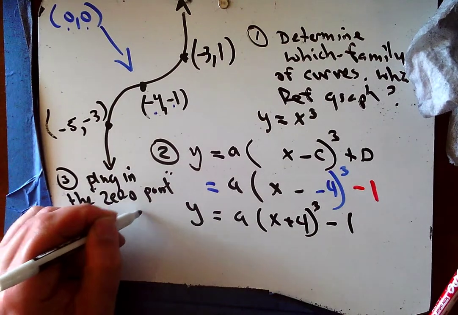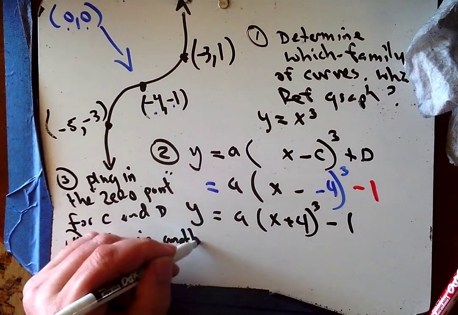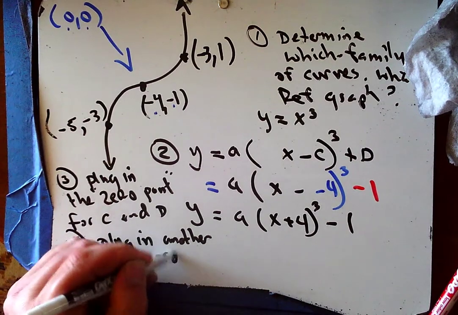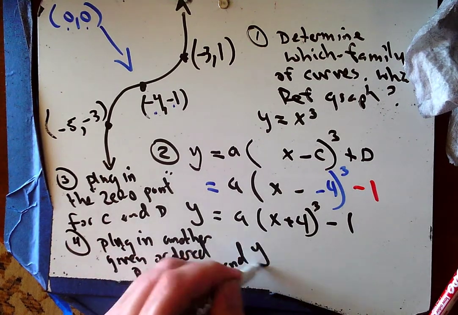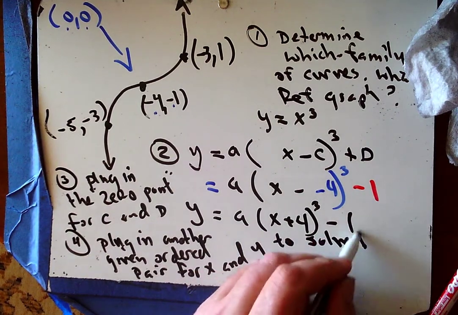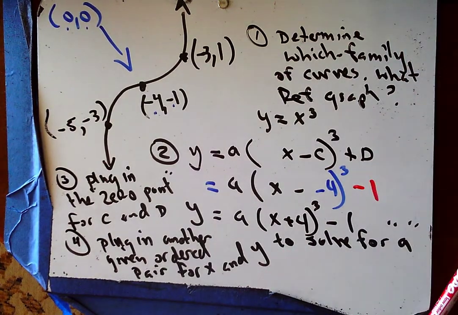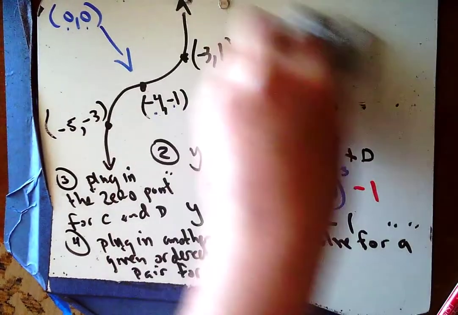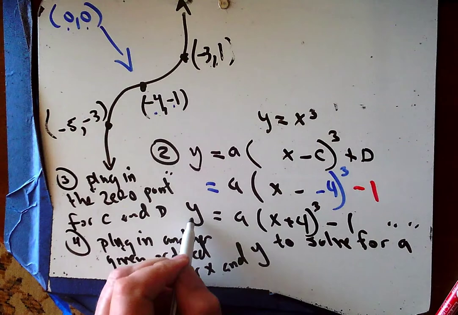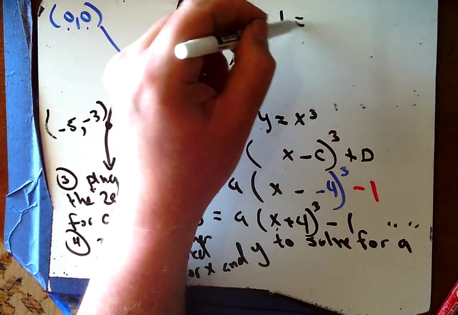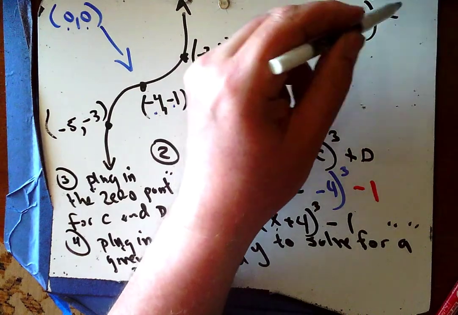And so step 3, plug in the 0 point for c and d. Finally, step 4, plug in another given ordered pair for x and y to solve for a. Okay, I've kind of run out of room here, so I'm going to erase a little bit up here. Okay, so I'm saying pick one of these other ordered pairs, like negative 3, 1, and plug them in for x and y. So we have got 1 equals a, negative 3 plus 4, cubed, minus 1.